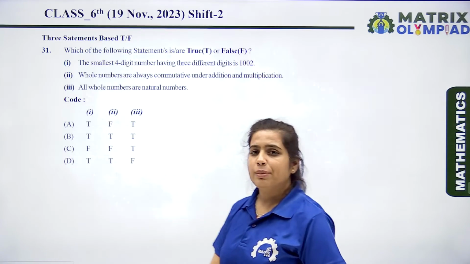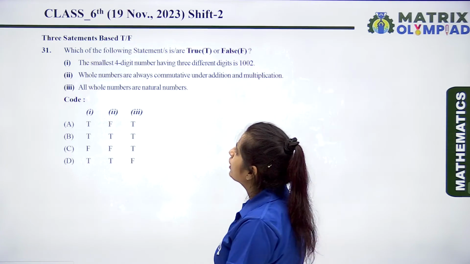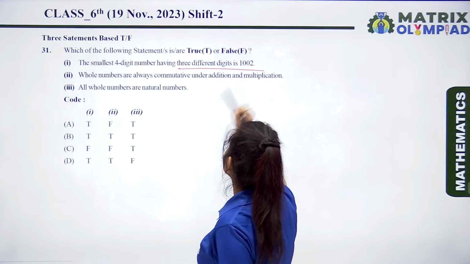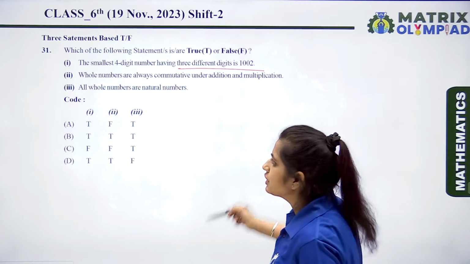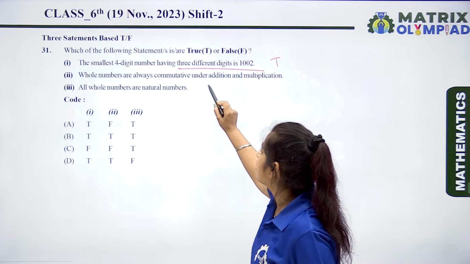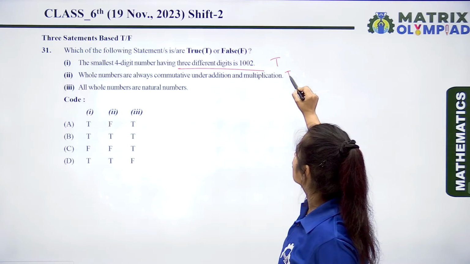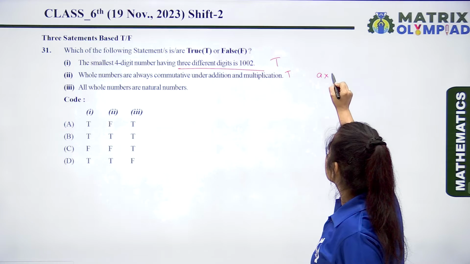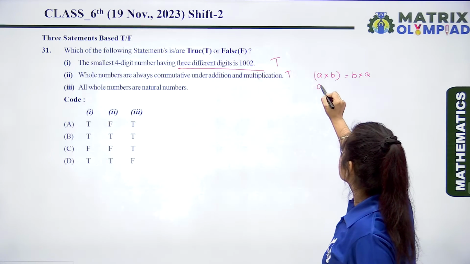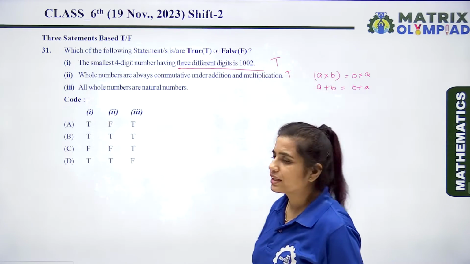The next question is question number 31. In this question we have to find which statement is true and which is false. The first statement: the smallest 4-digit number having 3 different digits is 1002. This statement is true. The next one: whole numbers are always commutative under addition and multiplication. Yes, this statement is also true, because A multiplied by B is equal to B multiplied by A, or A plus B is equal to B plus A. So statement 2 is correct.